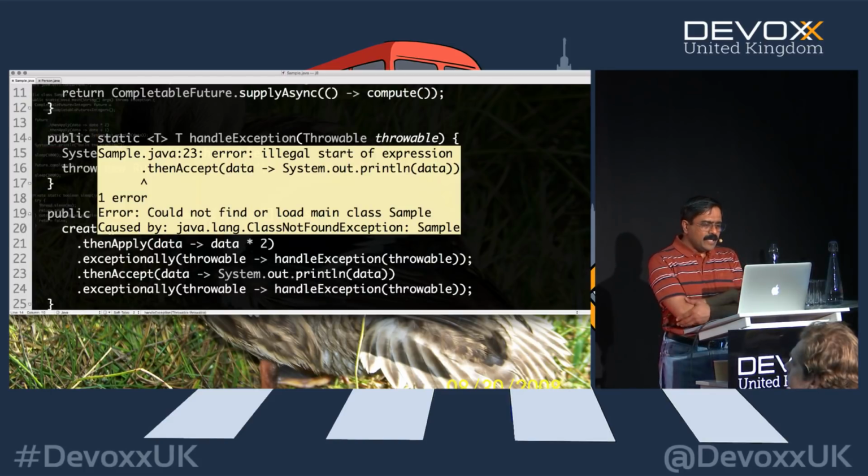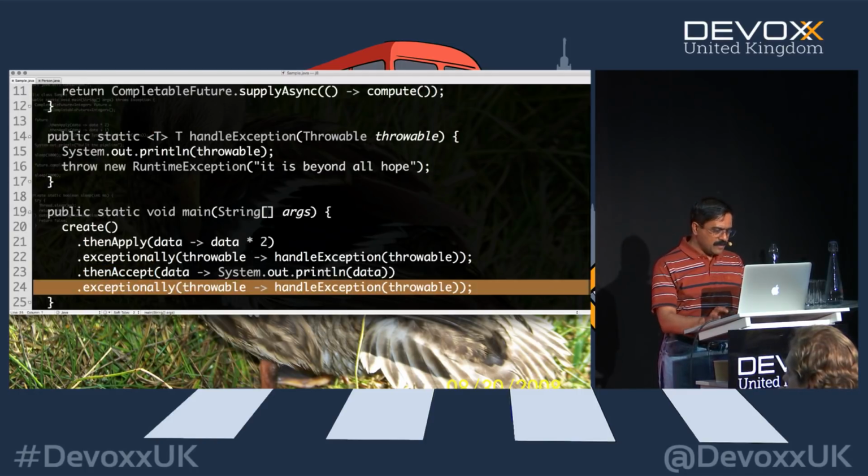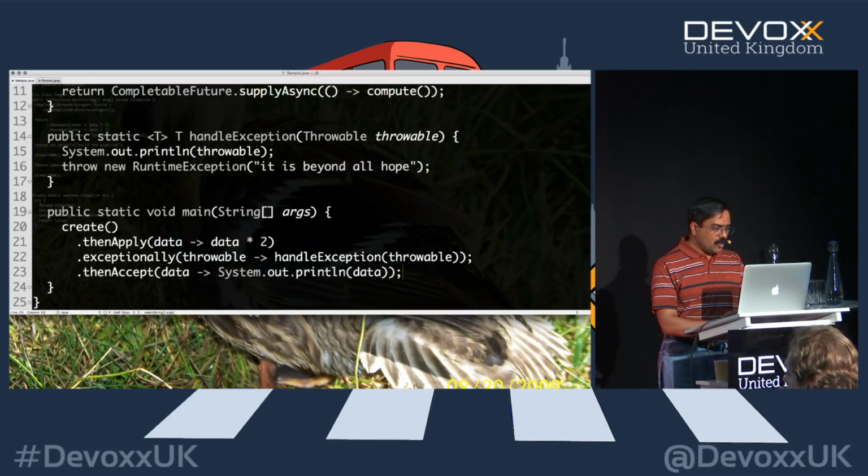So what happened? Illegal start of expression, then accept. This guy is not too happy. Why? Because this is supposed to return a T value, so he's not too happy. All right, let me step back here. So let's take baby steps on this one. So let's go back to this guy. Let him return an integer because that's a chain we are dealing with.